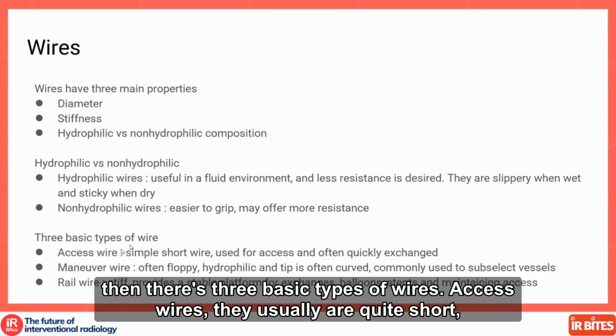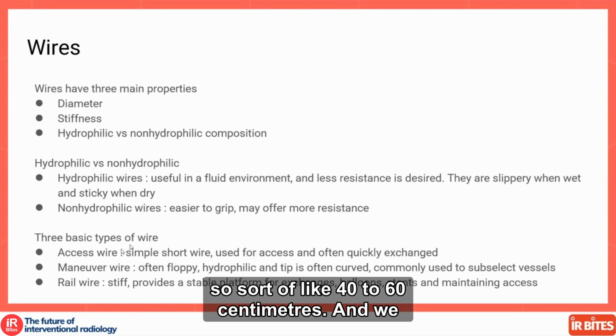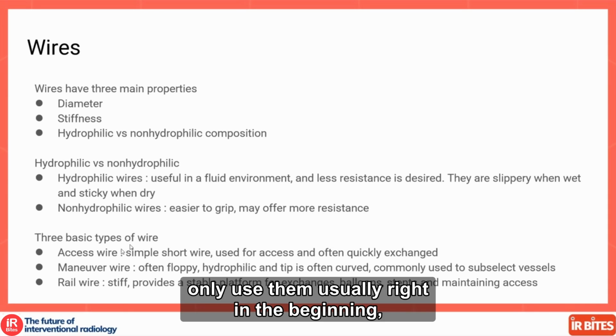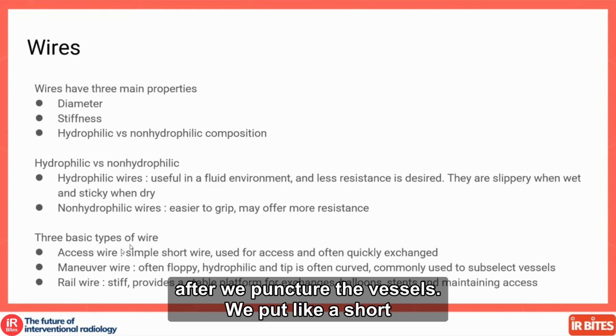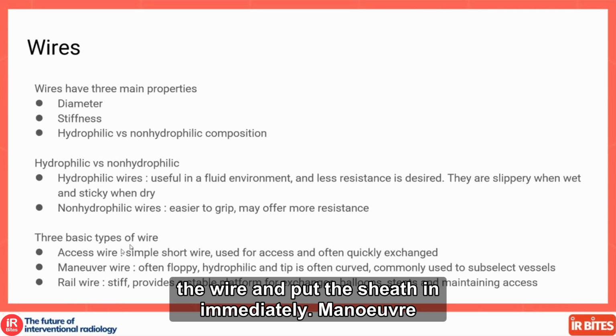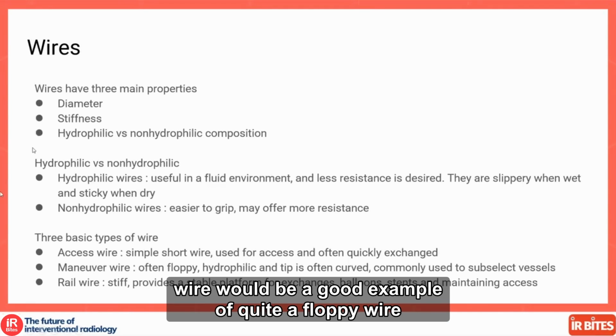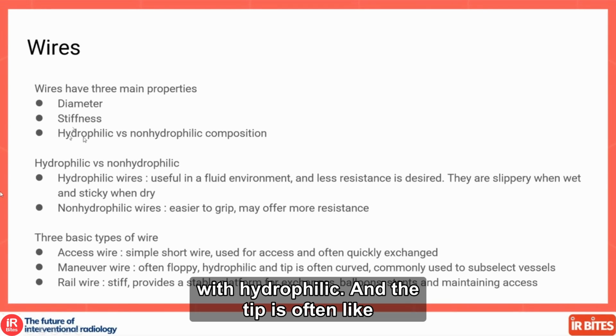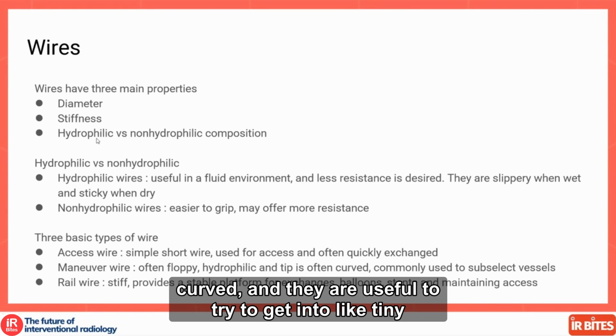Based on these properties, there are three basic types of wires. Access wires are usually quite short, around 40 to 60 centimeters. We usually only use them right in the beginning after we puncture the vessels. We put a short access wire in, so that it's easier to remove the wire and put the sheath in immediately. A manoeuvre wire would be a good example of a quite floppy, hydrophilic wire, and the tip is often curved, which is useful to get into tiny vessels.